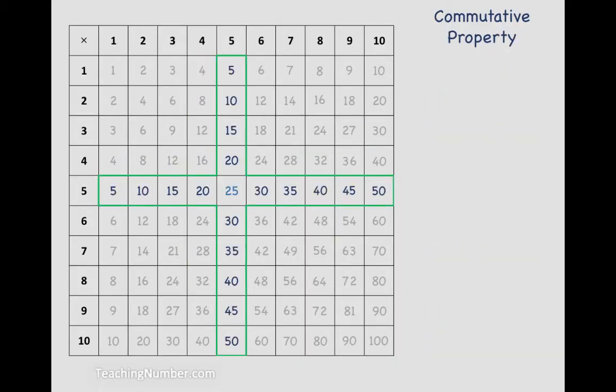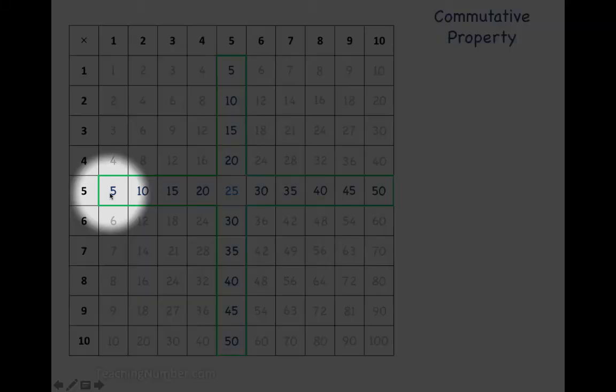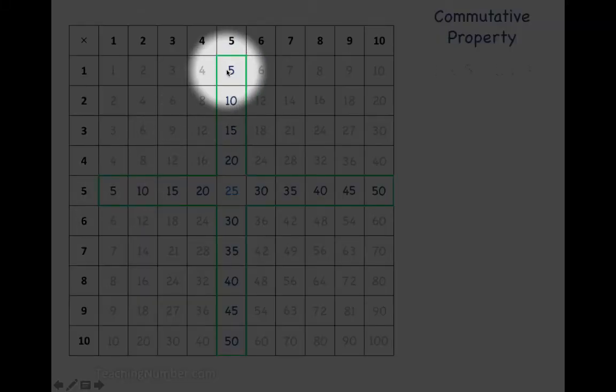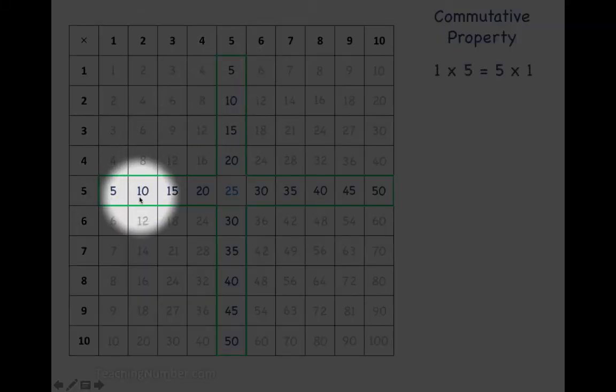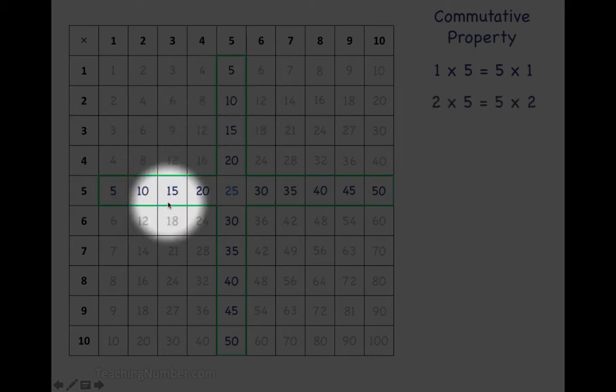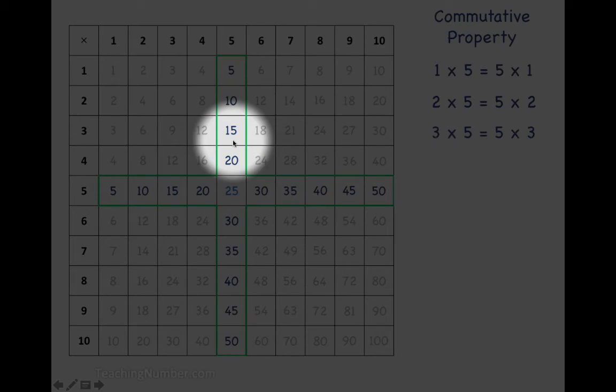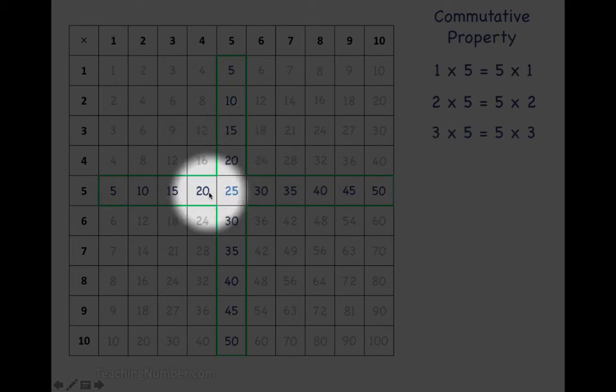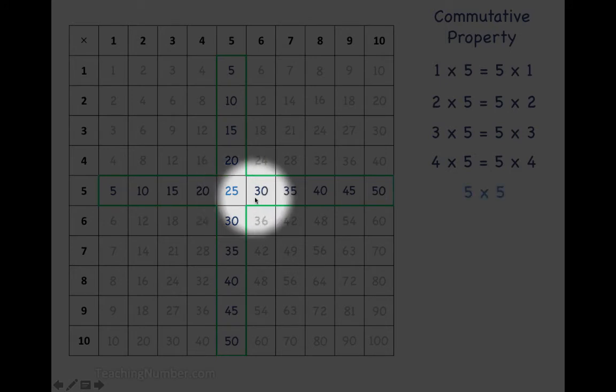Now let's look at a factor of 5. 5 1s or 1 5 make 5. 5 2s or 2 5s make 10. 5 3s or 3 5s make 15. 5 4s or 4 5s make 20. 5 5s is on the diagonal of symmetry and makes 25.